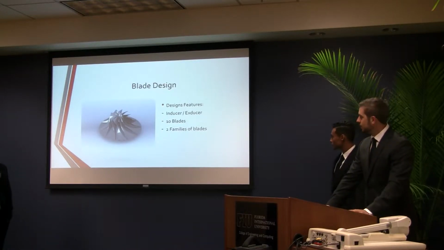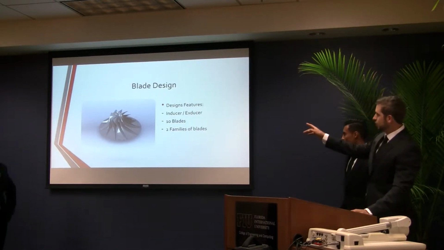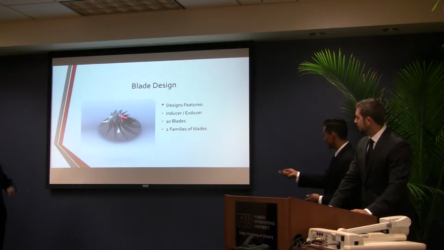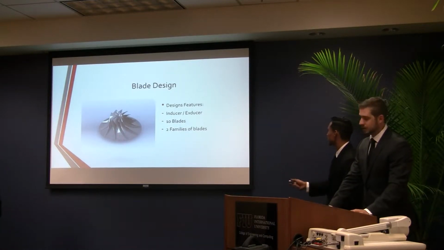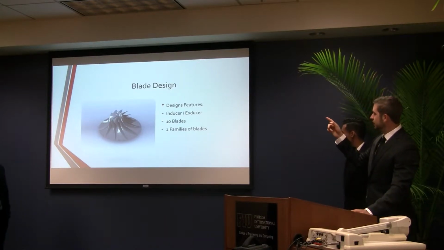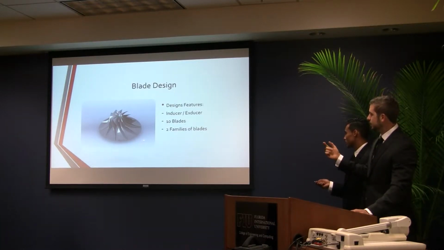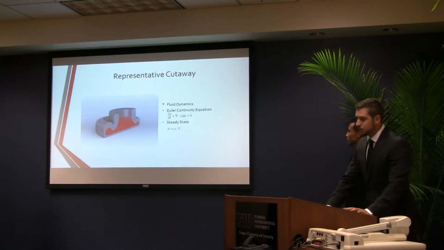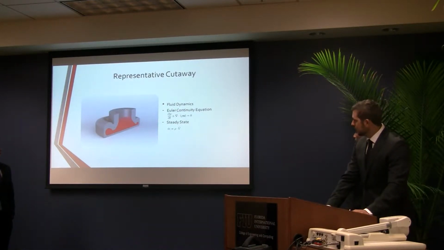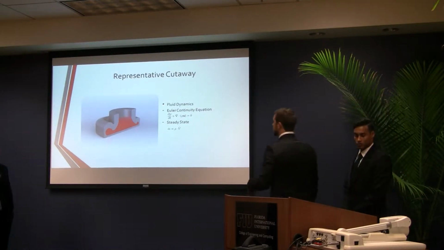Here we have the blade design. It's made with 10 blades. The blades that are shown there are just the main family. There's going to be another family that's going to go between the big blades. It's not shown here, but it's going to include that. We have the two parts: the inducer and the exducer. The inducer is the top part. If you make it like a circle, that's called the inducer, and the exducer is the bottom part, the whole circle.